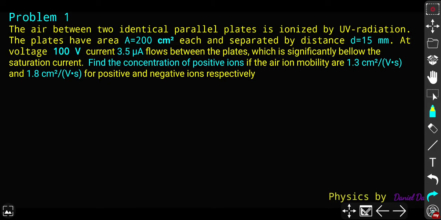All right, let's have a look at my explanation. We have the air between two identical parallel plates, and we are told that it's ionized. So what does ionized mean? It means we have an external source of energy that makes gas atoms that are neutral under normal conditions become positive and negative ions.